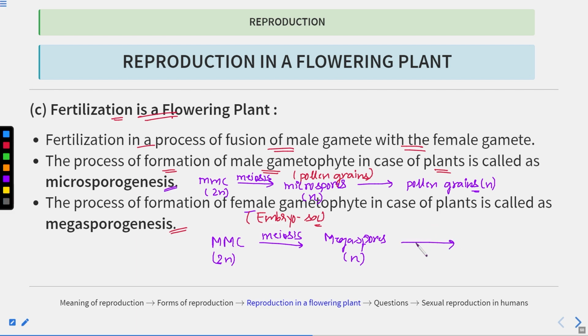And then after mitosis, what will happen? It will give rise to the embryo sac. We'll discuss the embryo sac in the upcoming slide. So this is known as megasporogenesis. This is clear? What is microsporogenesis? What is megasporogenesis?